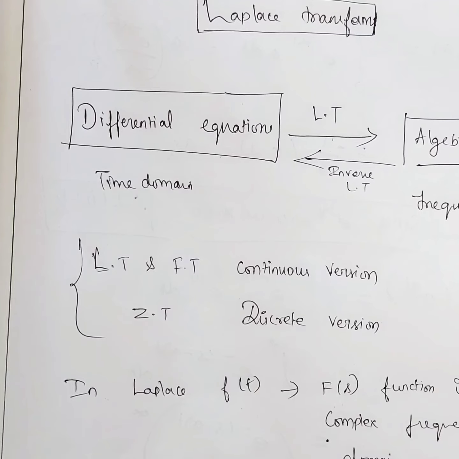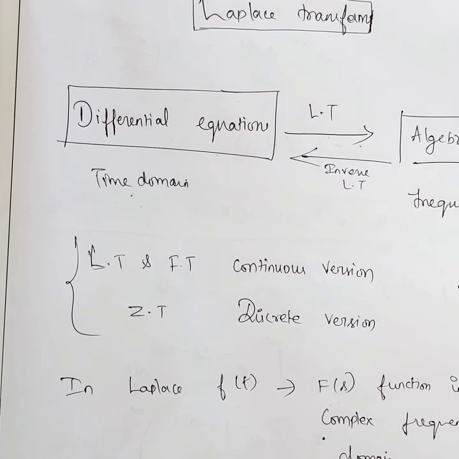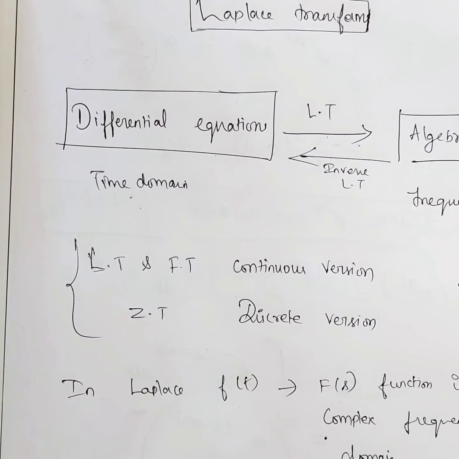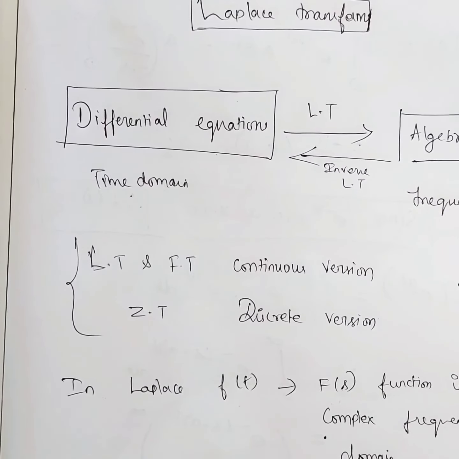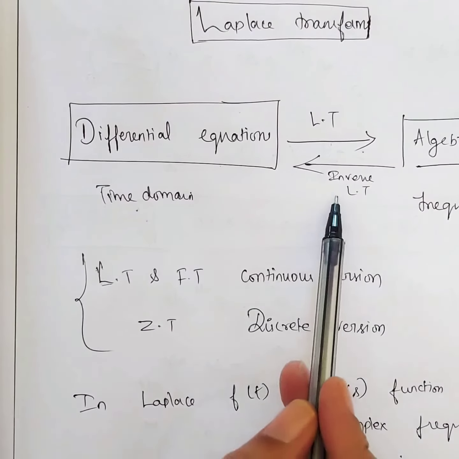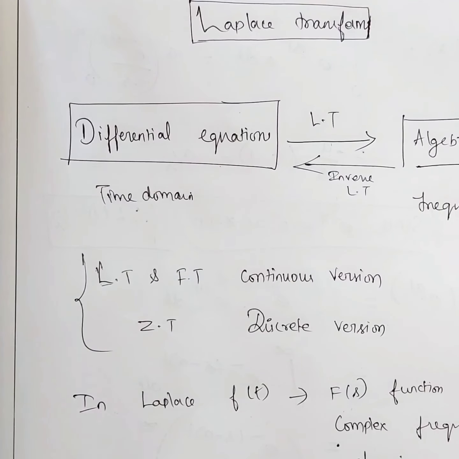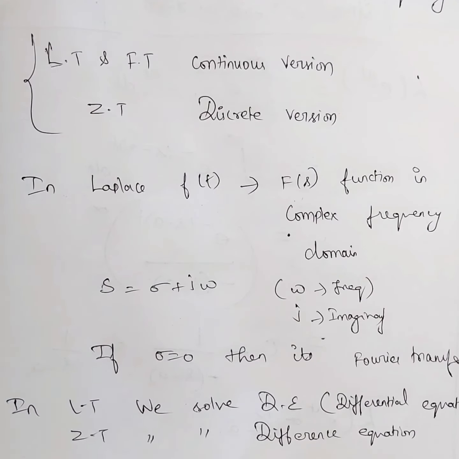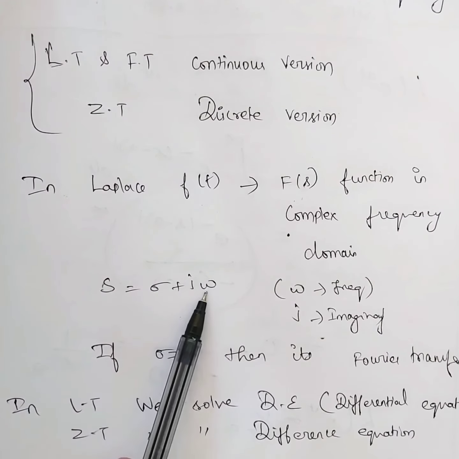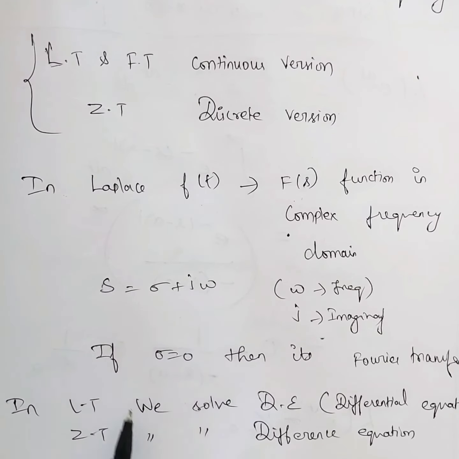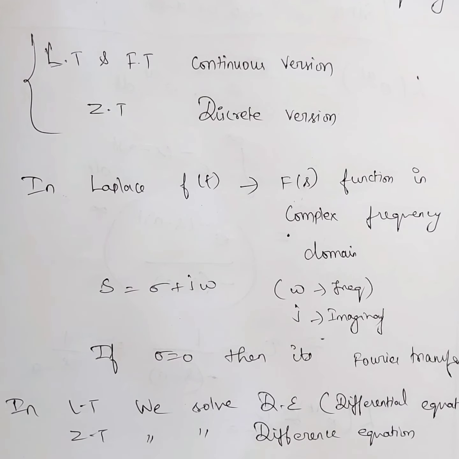So what we will do, we will convert those differential equations from time domain to simple algebraic equations and then solve those equations, and use inverse Laplace transform to get back the answer in the same format. Okay, and s is equal to sigma plus j omega, where j represents the imaginary and omega is nothing but the frequency. If sigma is equal to 0, then it's nothing but a Fourier transform.